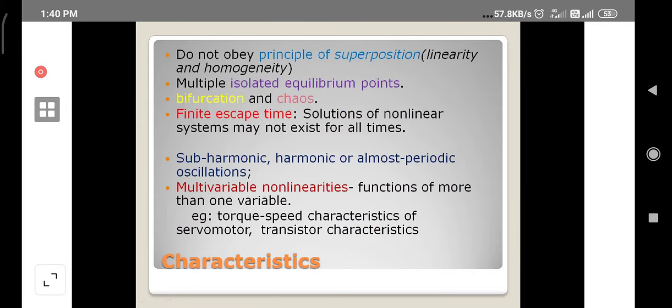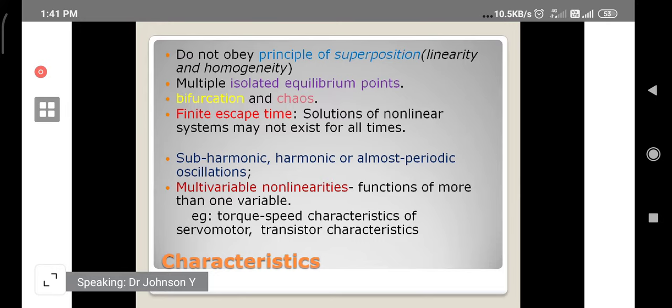And when we go to the characteristics of a nonlinear system, we can see the first and the most important one is that the principle of superposition is not obeyed by a nonlinear system. The principle of superposition is very much known to you, the audience, mostly the students, from your previous semesters. The principle of superposition involves linearity as well as homogeneity.